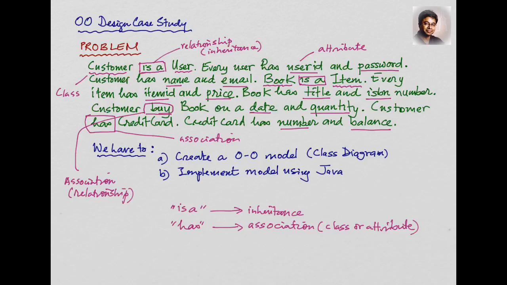Let's start with the first line. Customer is a user. So we can understand customer is a noun, possibly a class. "Is a" relationship, we know, means inheritance. So we identify that between customer and user there is an inheritance, and this inheritance is identified by reading this line. Wherever you are reading "is a", that means it is an inheritance.